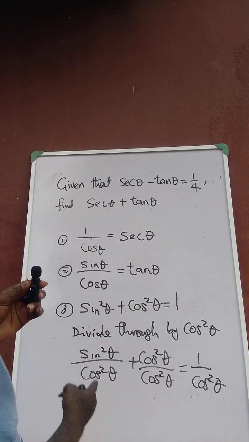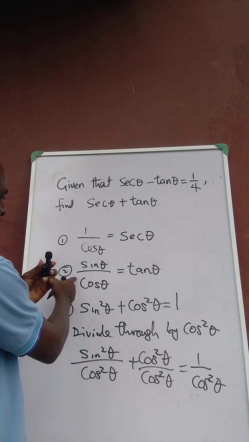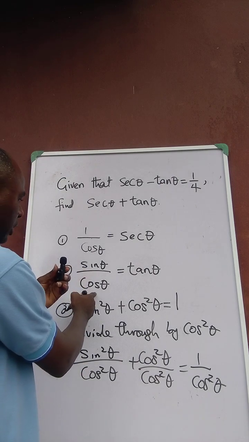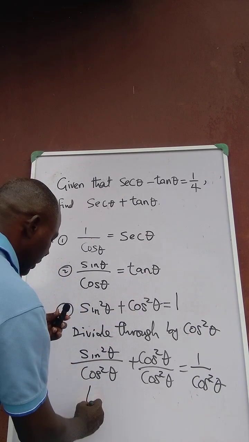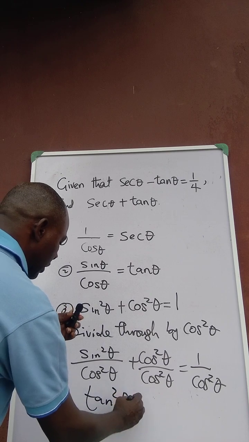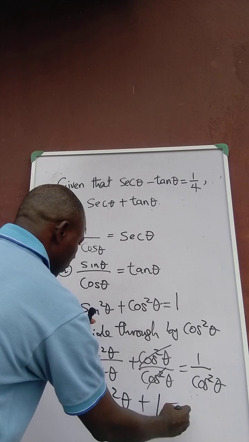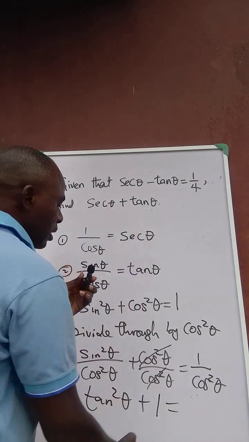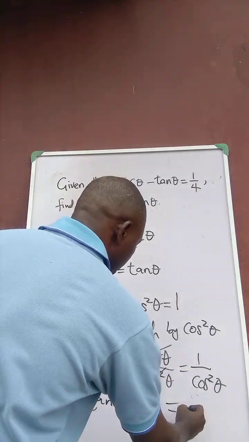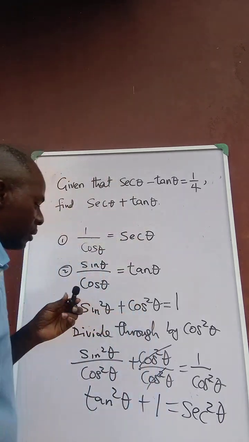Good. Now with this, look at this second identity: sin theta over cos theta is tan theta, right? So this one becomes tan squared theta plus, this cancels out, it gives me 1. Again, 1 over cos theta is sec theta. Therefore, 1 over cos squared theta will give me sec squared theta.